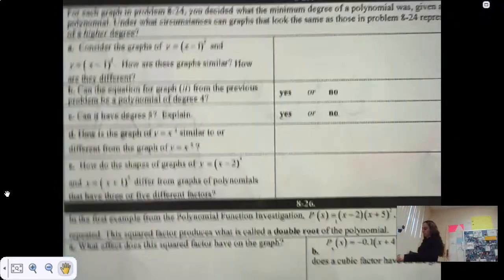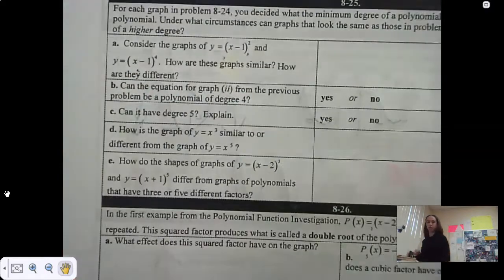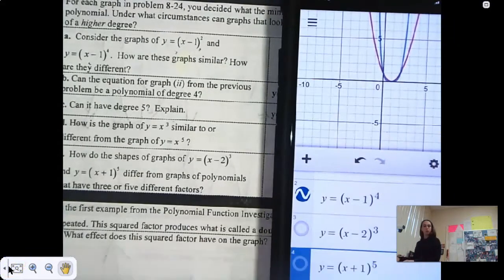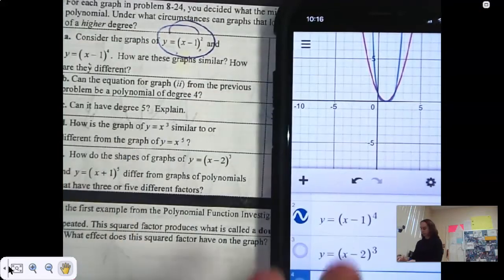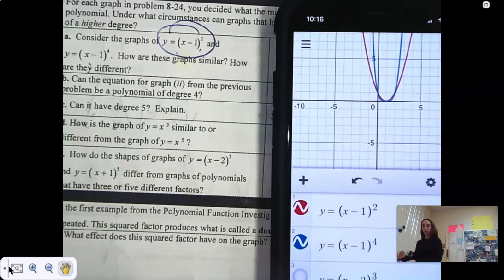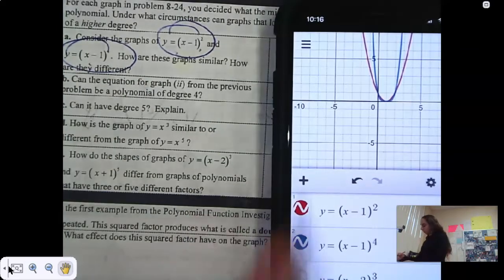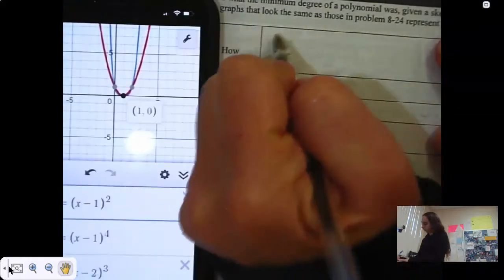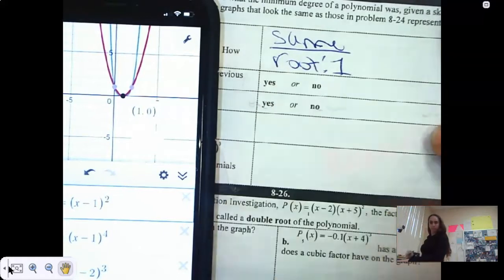Okay. All right. This one, they want you to see how these two are different. So let me pause it really quickly so that I can graph it. So what I just did on my phone, let me lower this a little bit, is I graphed this one. Let's go like that. Those two. I graphed those two, (x minus 1) squared and (x minus 1) to the fourth. What is the same about them? What's different? So what is the same is they both have a root of 1. Okay?